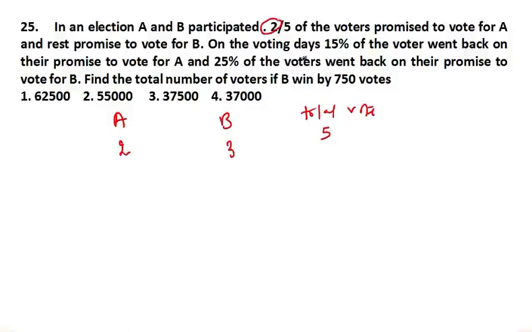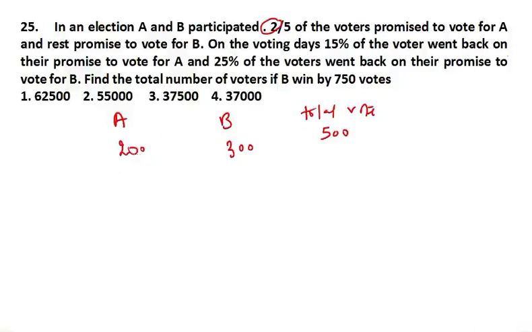On the voting day, 15% of the voters went back on their promise to vote for A. And 25% of the voters went back on their promise to vote for B. Now for my convenience, I'll just multiply these numbers by 100. So if I multiply, I get 200, 300, 500. Look guys, even if I multiply, their ratio is the same. I just cut the zeros, again it will become 2, 3, 5.